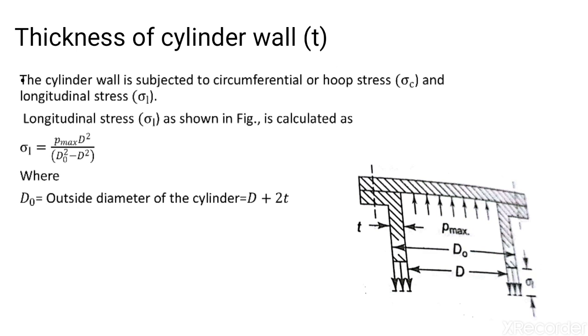Thickness of cylinder wall, small t. The cylinder wall is subjected to circumferential or hoop stress sigma_c and longitudinal stress sigma_L. Longitudinal stress sigma_L, as shown in figure, is calculated as sigma_L equal to P_max d square divided by d_0 square minus d square, where d_0 is the outside diameter of cylinder. Outside diameter of cylinder can be calculated as d plus 2t.